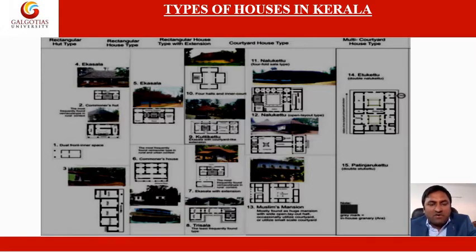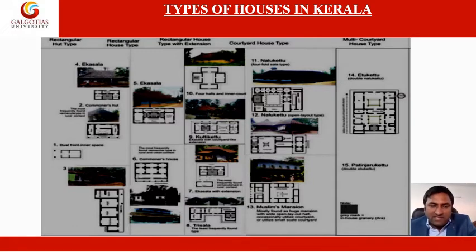The commoner's house and normal low profession's house is made from the rectangular house type. And rectangular house type is extension. There are two or three types of house. Trishala means one. It will orient in three direction.